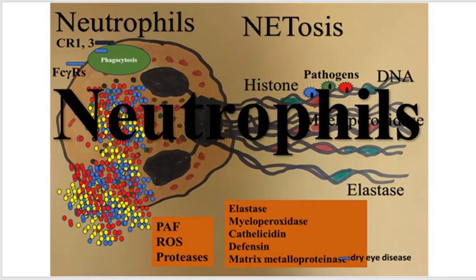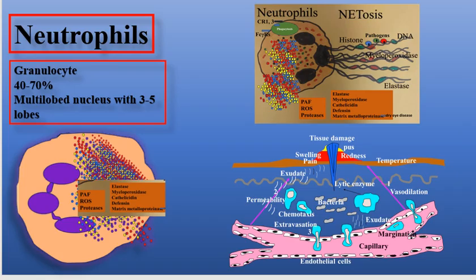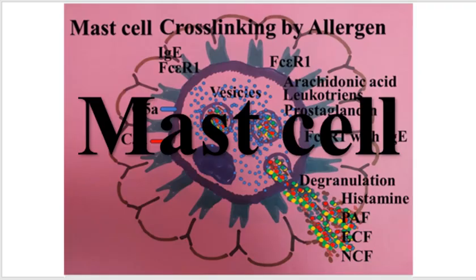Neutrophils are the abundant cell within the circulation, constituting around 40 to 70% of the circulating white cells. They are multi-lobed, as can be seen here, 3 lobes or more, and they play a very crucial role during inflammation.